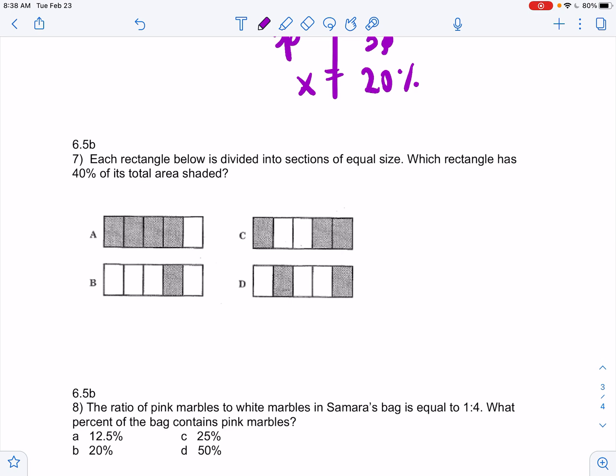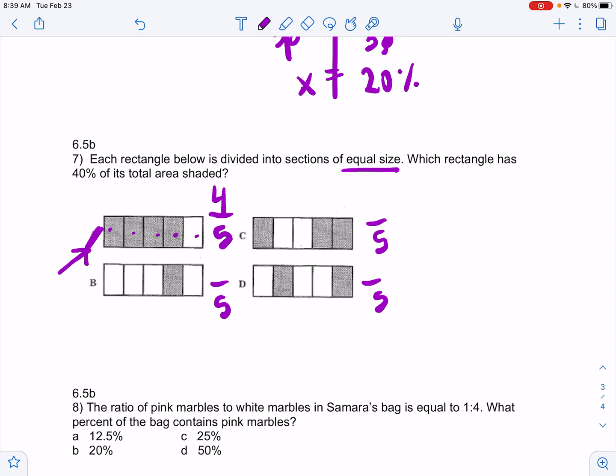Each rectangle below is divided into sections of equal size. Which rectangle has 40% of its total area shaded? So let's make sure they're all equal: 1, 2, 3, 4, 5. So they all have 5 as your total. That would be your denominator. Here we have 4/5, which is greater than 40%. 40% isn't even half, and you can see by looking at rectangle A that more than half of it is shaded in. So we can eliminate A.